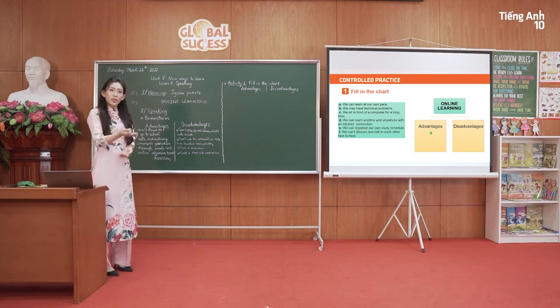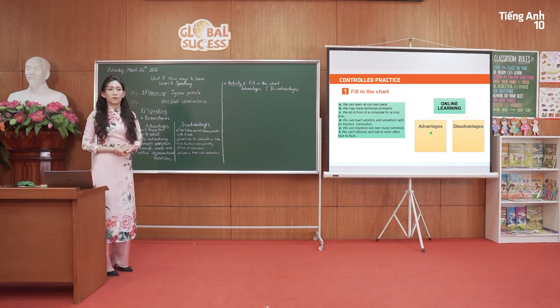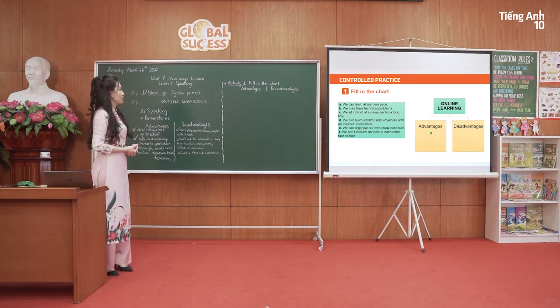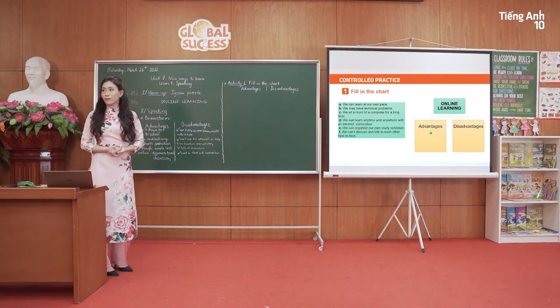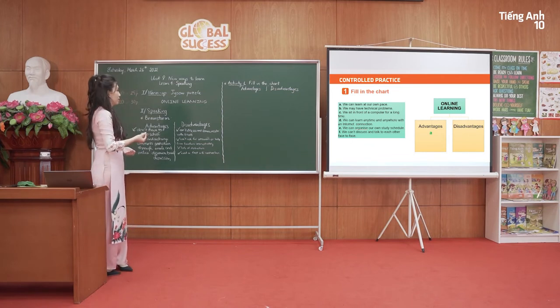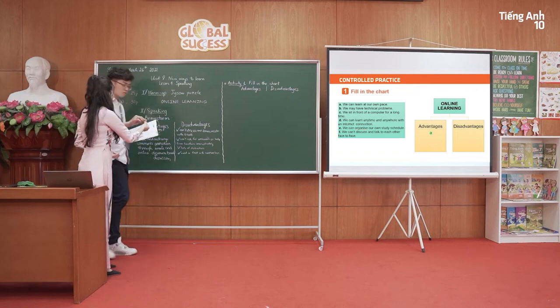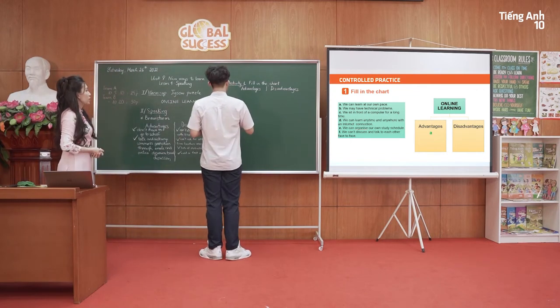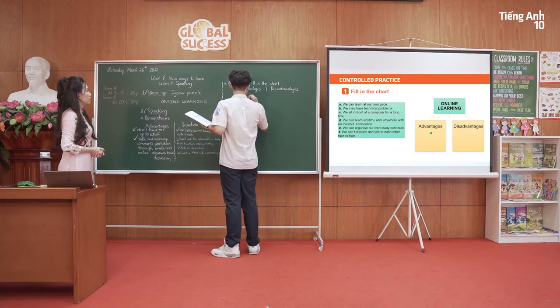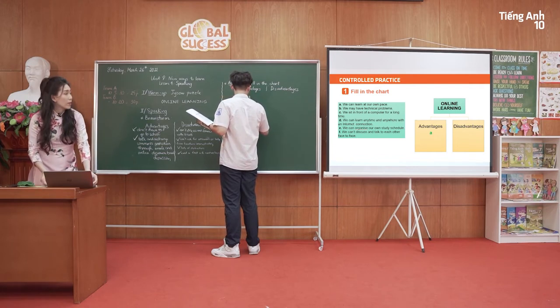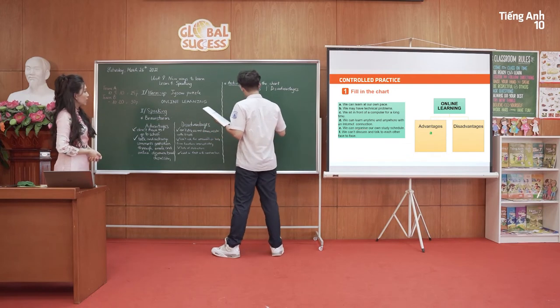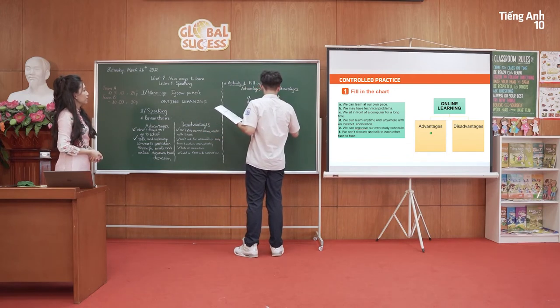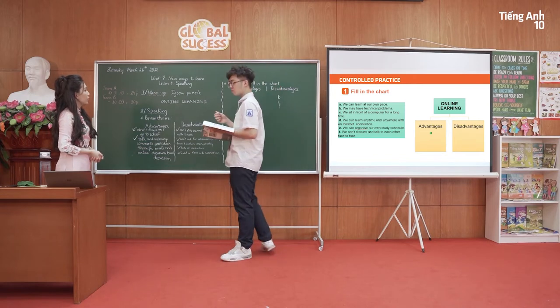Nhật Anh, can you please go to the board and put the statements into the correct columns. Here you are. Yes. You can just write A, B, C. So you think A is one advantage of online learning, D and E. And disadvantages would be B, C, and F.